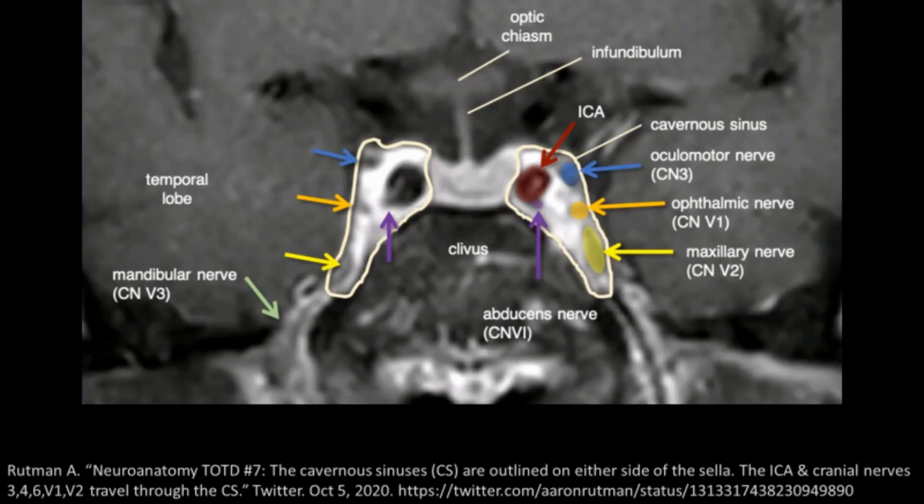So that prior image was actually a case of Tolosa-Hunt syndrome, which is inflammation within the cavernous sinus, and it can manifest as cranial nerve palsies. In this case, the patient presented with a third cranial nerve palsy, and the MRI demonstrated that that nerve was abnormally enhancing on that post-contrast CISS sequence.